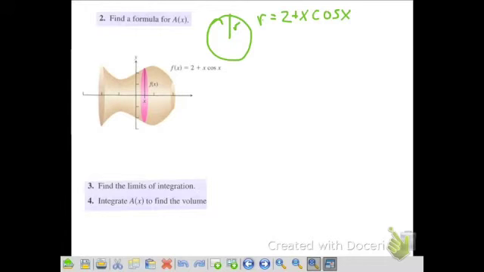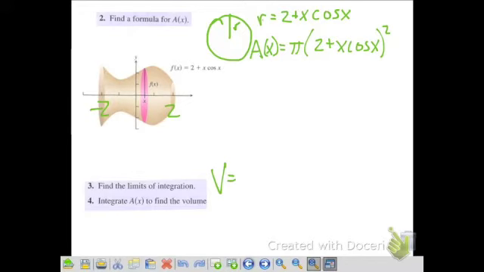Since we're looking for the area in terms of x, we're going to use pi r squared, but our radius is this whole function, squared, so we need to put all of that in parentheses. So we have that. Our next step then is to find the limits of integration. Those were given to us as -2 to 2. And then we're going to integrate to find the volume.